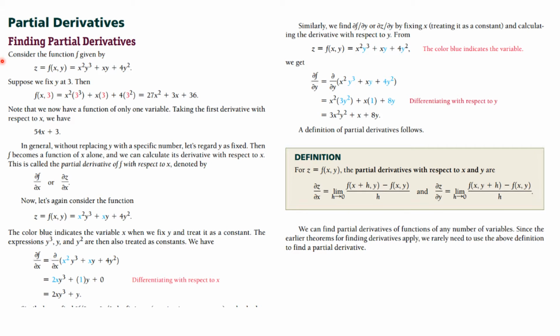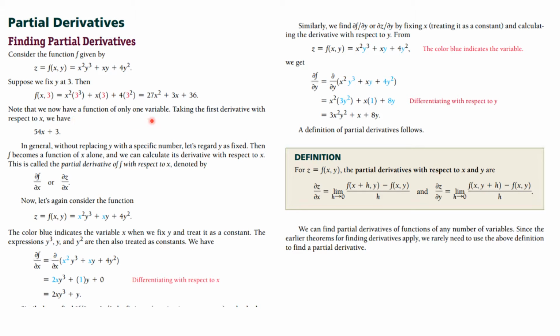By way of introduction, consider the function f given by z equals f of x, y equals this expression, and you see there are x's and y's all over. But suppose we fix y to be 3. Then every place there is a y, we can put 3. So we'll have f of x comma 3 is equal to, we do all of those substitutions and finish the calculation, and we end up with 27x squared plus 3x plus 36.